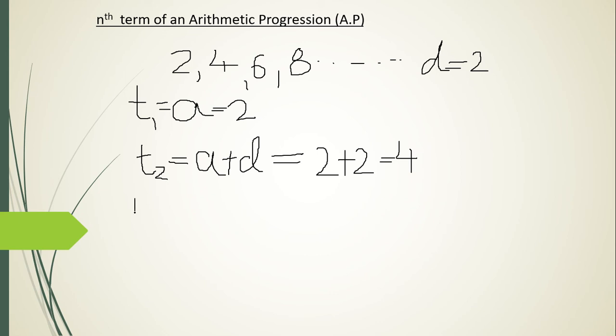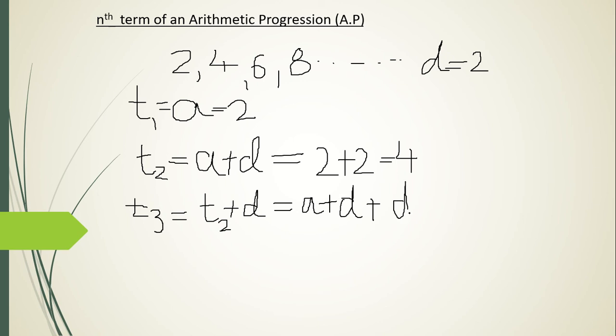Now in order to find the third term T3, what will I do? In T2 I'll be adding the difference again. So T2 is what? A plus D. And in that I will add the difference. See, T2, the previous term, is A plus D. In that again I will be adding D, the difference. So in this case I will get A plus 2D.